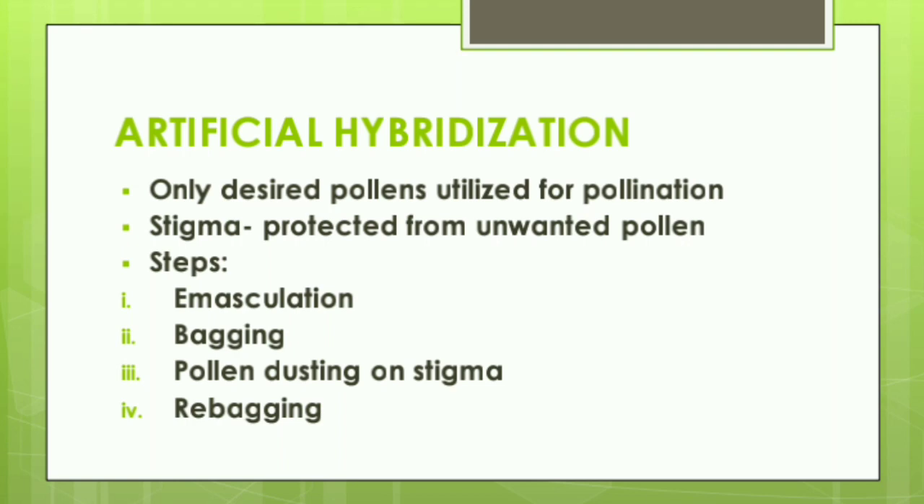Removal of anther from the floral bud before the anther dehisces using a pair of forceps is called emasculation, and this is the first step of artificial hybridization. Next, what happens? Now the emasculated flowers have to be covered with a bag of suitable size. Normally it is made up of butter paper in order to prevent contamination of its stigma with unwanted pollen. And this process is called bagging.